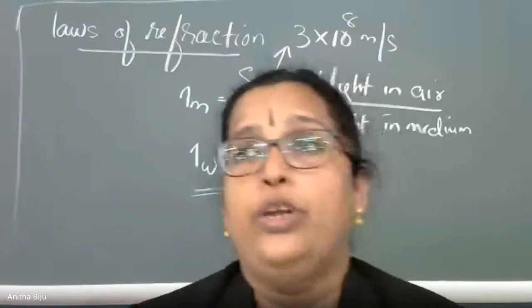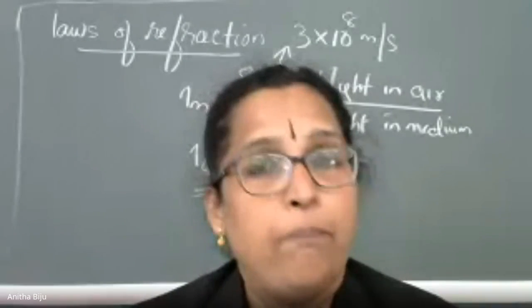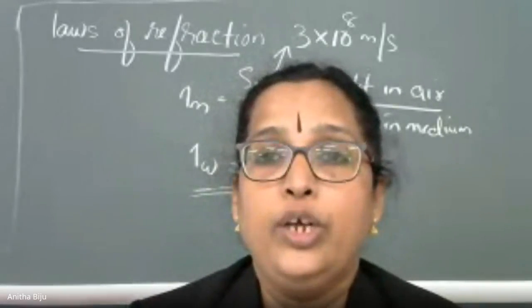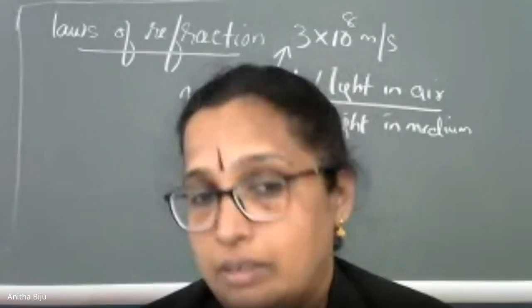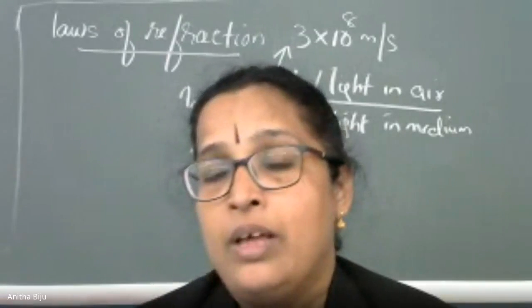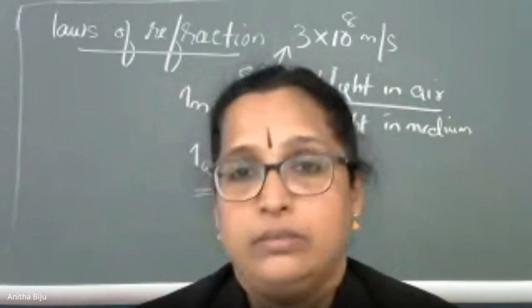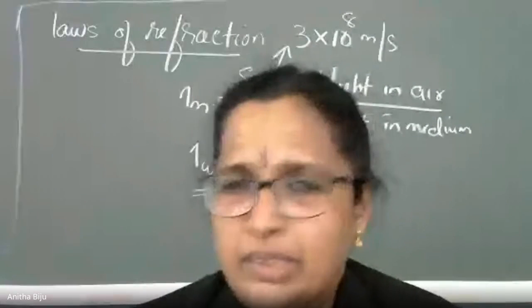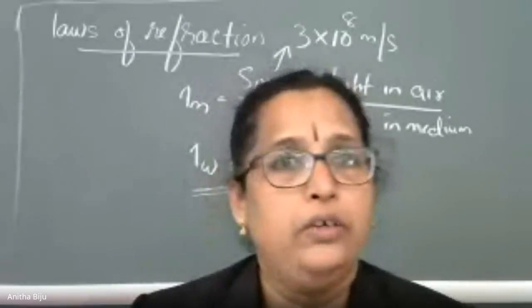Another point: in the case of a mirror, we discussed the term pole. Pole means the center of the mirror. In this case the terminology has changed, and it is the optic center. These are the major differences between mirror and lens. I hope it is clear to you.